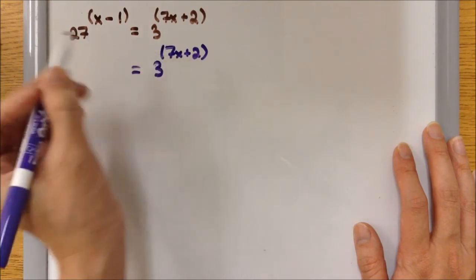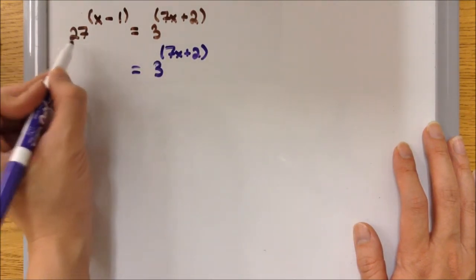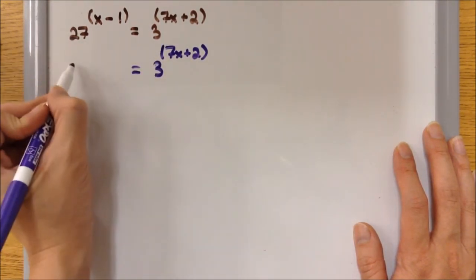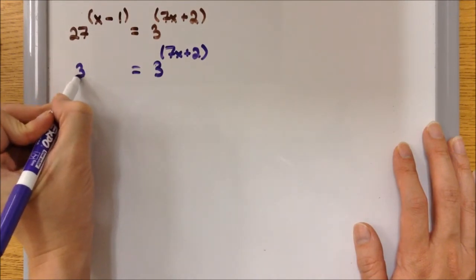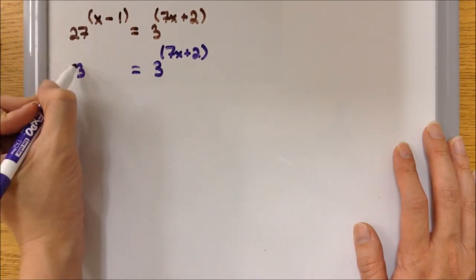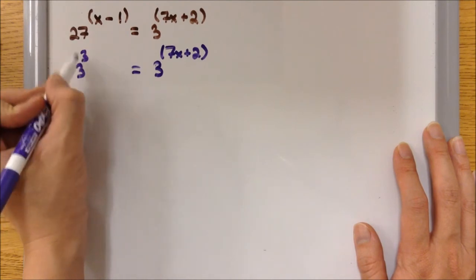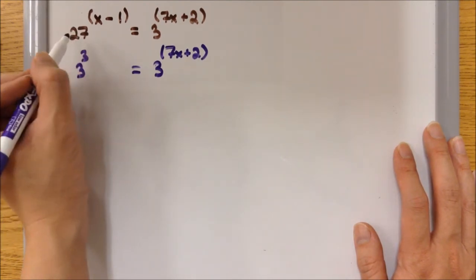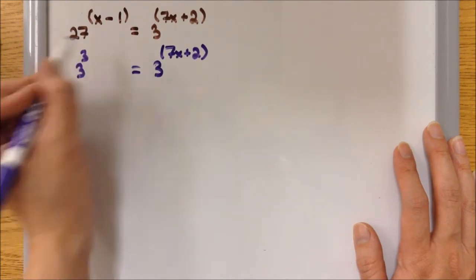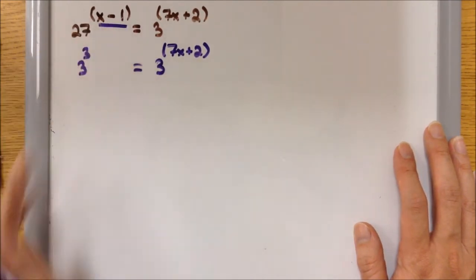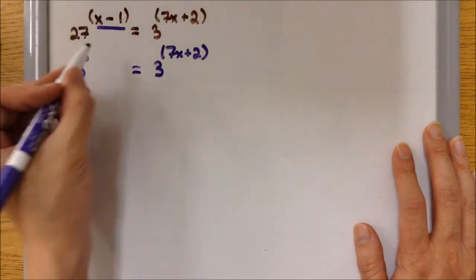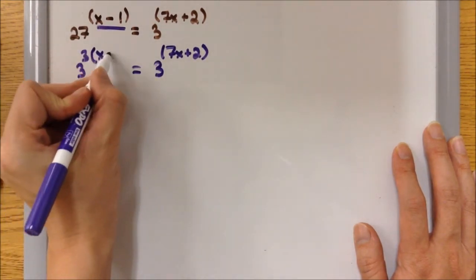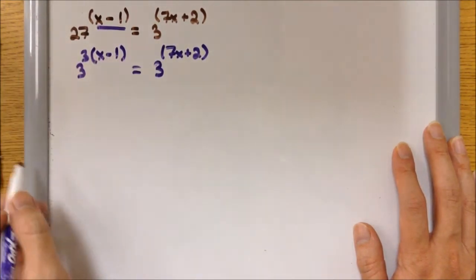Based from memory, from review of power of exponents, 27 can be changed into a smaller base of 3, and 3 to the third power will make 27. So again, 3 to the third power is the same as 27. Since I wrote out the new exponent, I'm going to bring down this. So, parenthesis, x minus 1, close parenthesis.